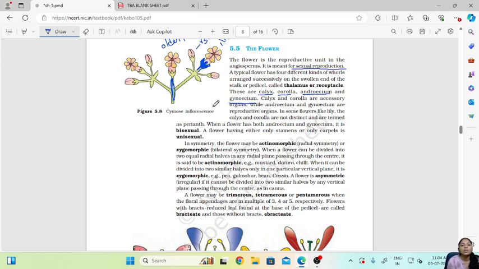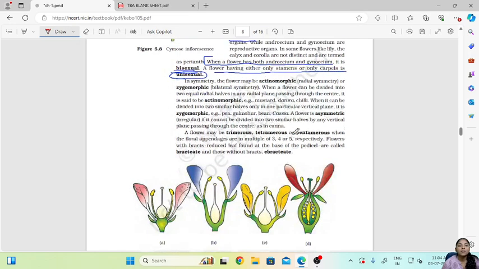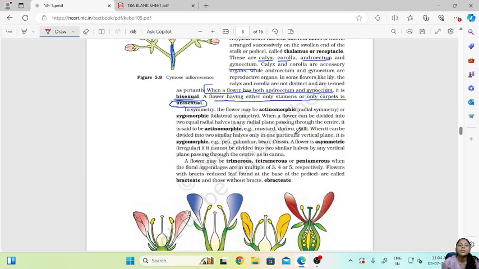Now based on whether the flower has both androecium and gynoecium, or only androecium or only gynoecium, the flowers are divided into two types, that is bisexual and unisexual. When a flower has both androecium and gynoecium, it is called bisexual, whereas a flower having either stamens or only carpels is called a unisexual flower. Then again, based on the symmetry, the flowers can be divided into three types. It can be actinomorphic, zygomorphic or asymmetric.